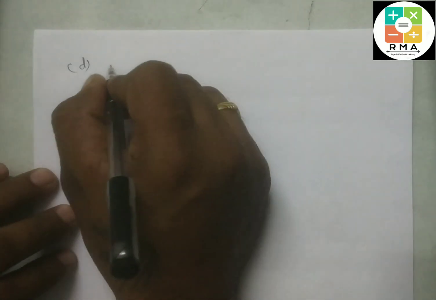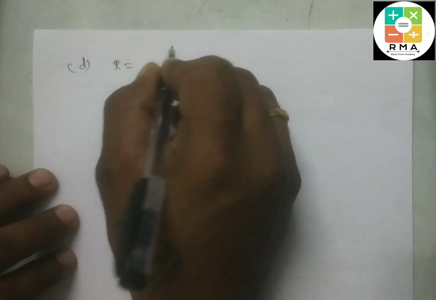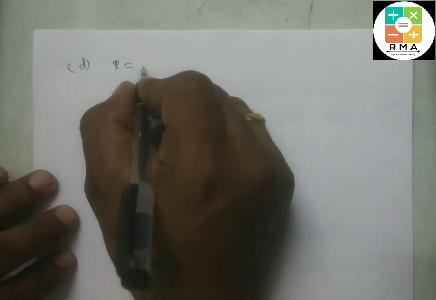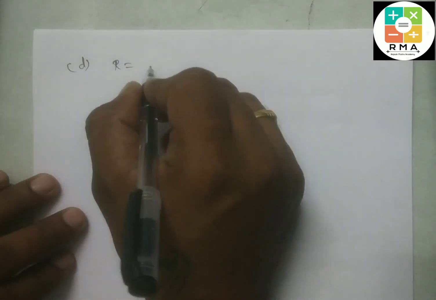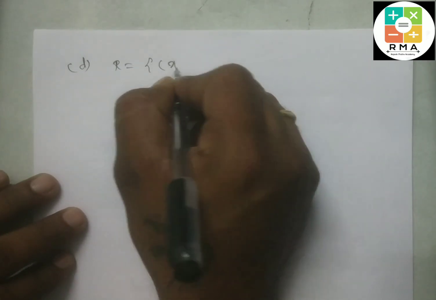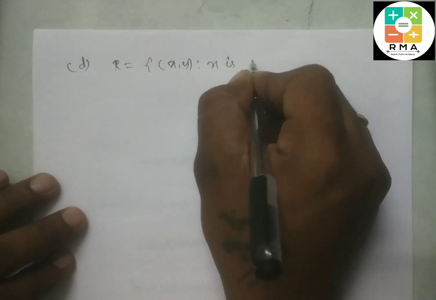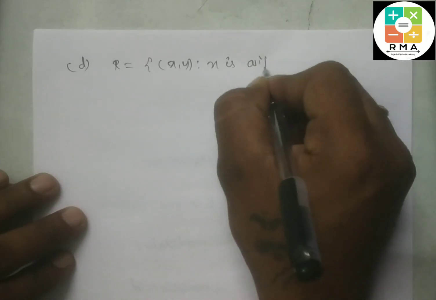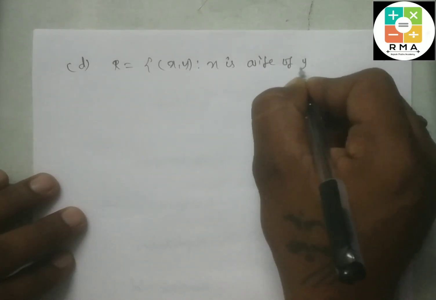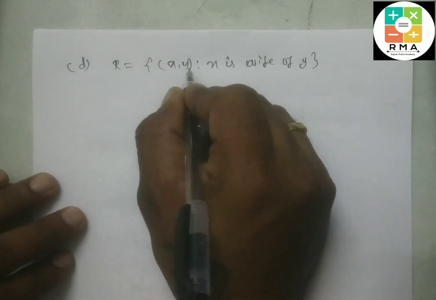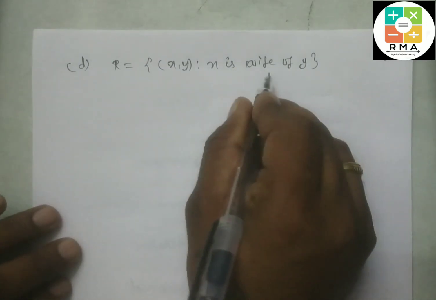Okay. Now next question. Very important question. Most of the students will get confused in this question. So what does the question mean? D: the same set A, equal to the set of all human beings. The relation between them, question D, R equals {(x, y) such that x is wife of y}. So the relation between x and y is that x is wife of y.